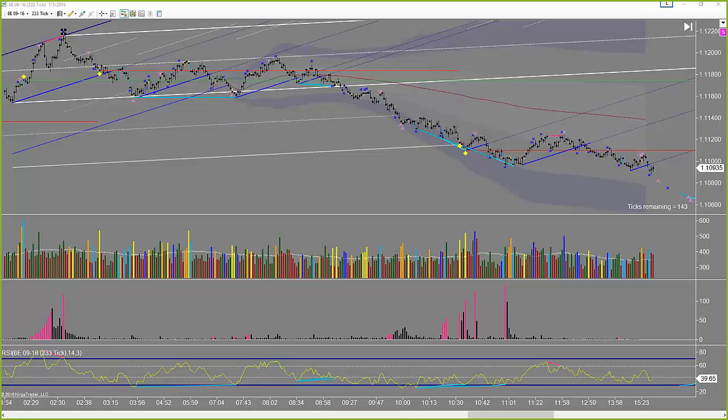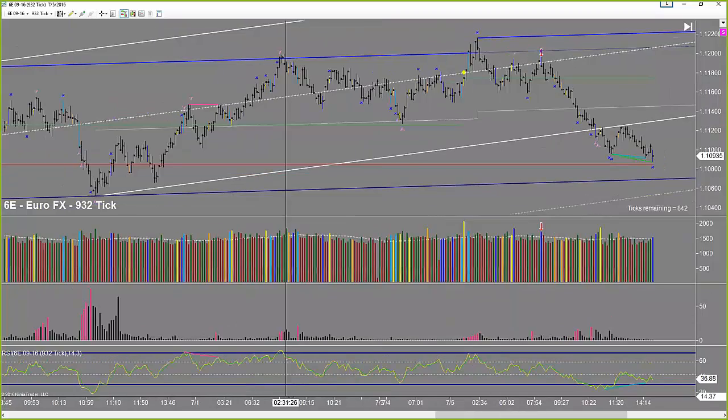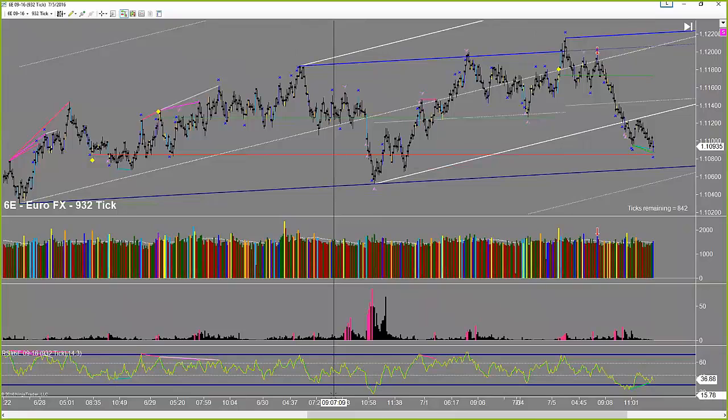I'm sorry guys, I'm on the wrong chart. Okay. Let me go over that again. So I was showing you the much faster tick chart. This one is 4 times larger than the one you were just looking at. This is the 932 tick.